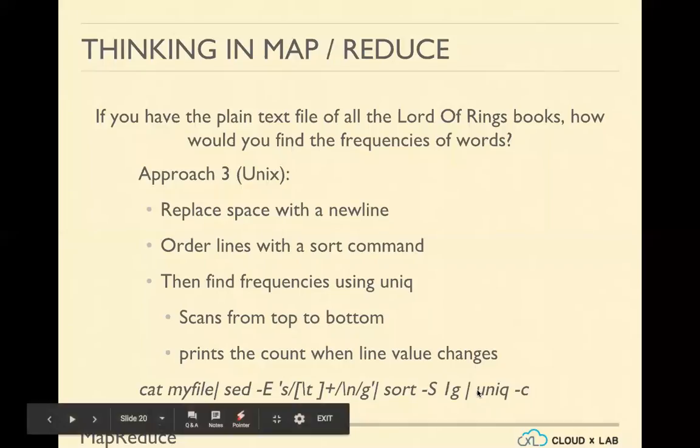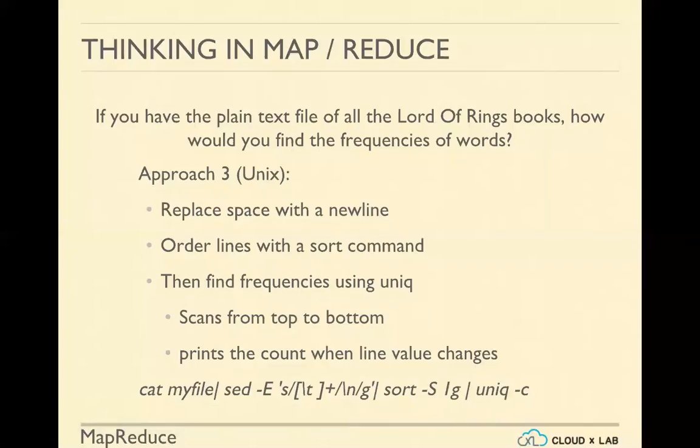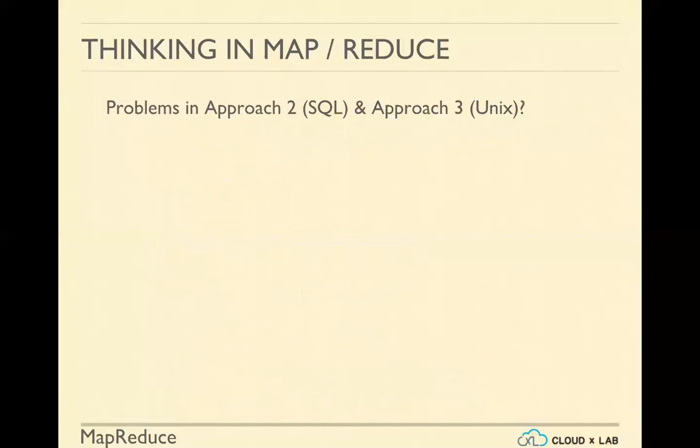Let's see, unique basically takes the ordered data, if the input data is ordered, and figures out what is unique in it. So the unique command's hard requirement is that the data needs to be sorted. Otherwise, it gives weird output. It gives wrong results. So -c means display the counts of unique.